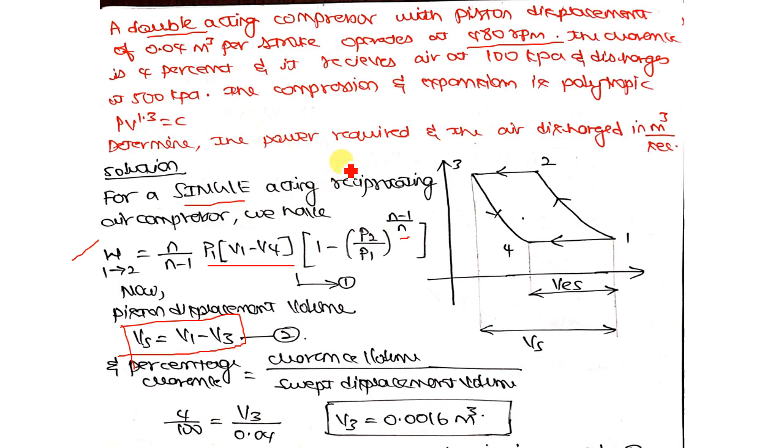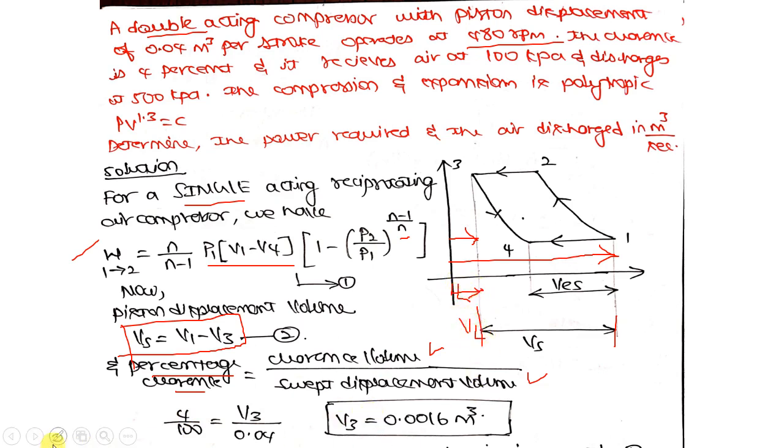Now, the percentage clearance is given as the clearance volume divided by swept volume. Okay, and how will you calculate Vs? Where is Vs? This is your Vs from here to here. Vs is nothing but this length minus this length. If you subtract this length from the whole length, you get the value of Vs. So that is V1 minus V3. Next, he has given a percentage clearance of 4%. So just substitute here 4 divided by 100 times the swept volume. So from here to here is your Vc. Okay, so just substitute the Vc.